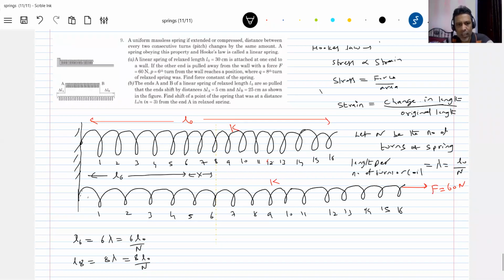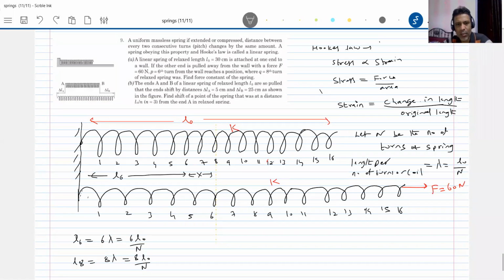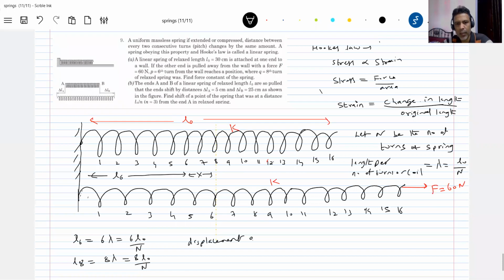So displacement of the coil. So what is the displacement of the coil now? So it should be L8 minus L6 is what X, no? So from the diagram, what is X I should write now? So this X should be called displacement of sixth turn. X should be equal to L8 minus L6. So this should be equal to how much? 8 lambda minus 6 lambda. You can solve by any method, I'm just using the procedure. This will be 2 L naught by N.